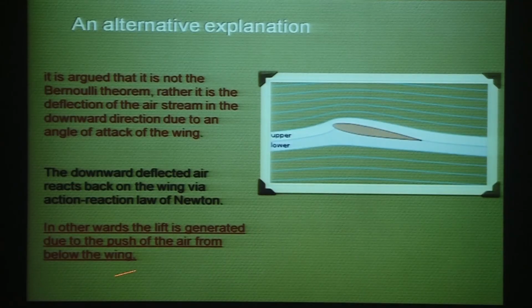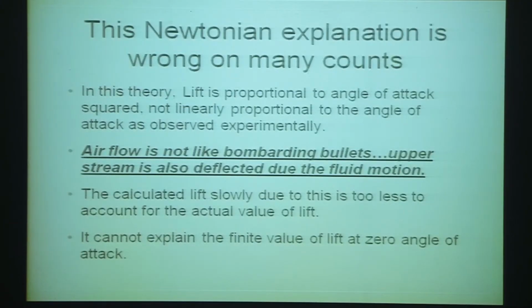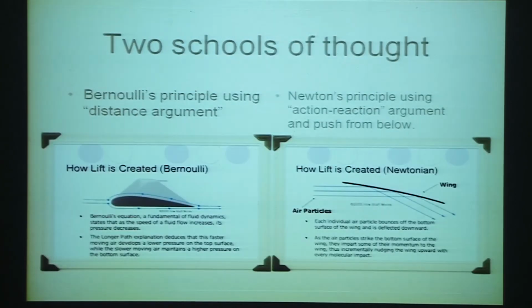So in other words, the lift is generated due to, okay, so this we have already covered. Now, it cannot explain the value of lift at zero angle of attack. If you use Newton's theory and you just take a wing section at zero angle of attack, then there is no way the air can be deflected downwards. But there is a finite value of lift even at a zero angle of attack. So this explanation has to be abandoned. There is a problem with this explanation.